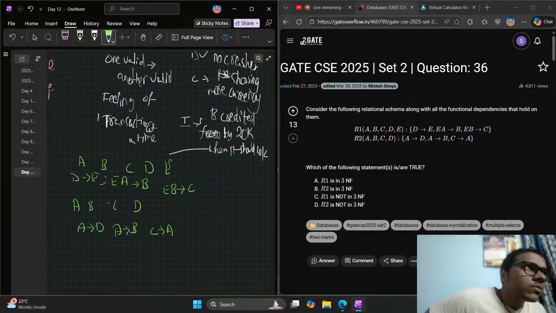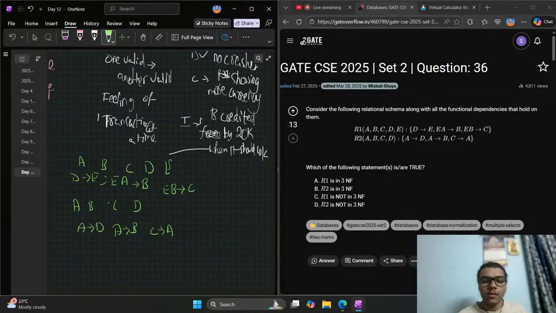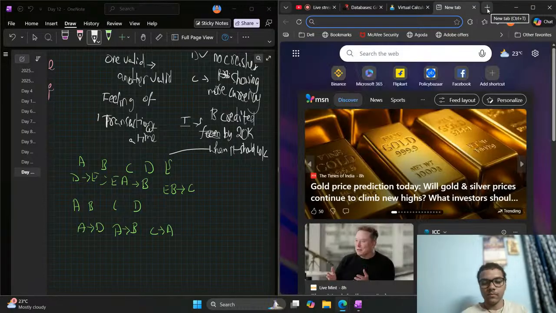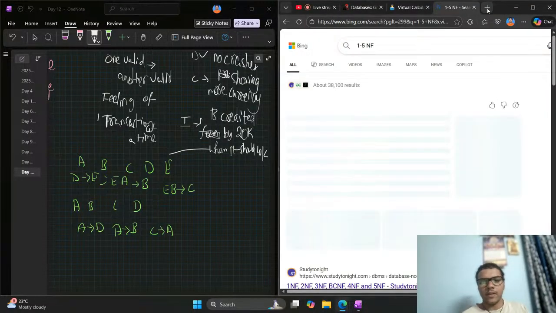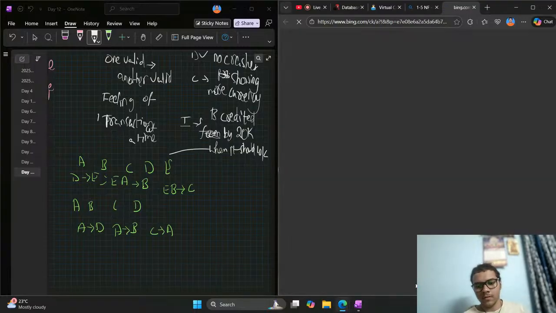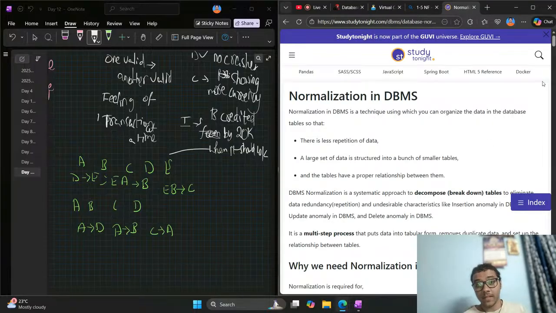So we need to, 1NF is very simple. So we need to look for, okay, let's recall the rules of 1NF, 2NF and 3NF. Study tonight.